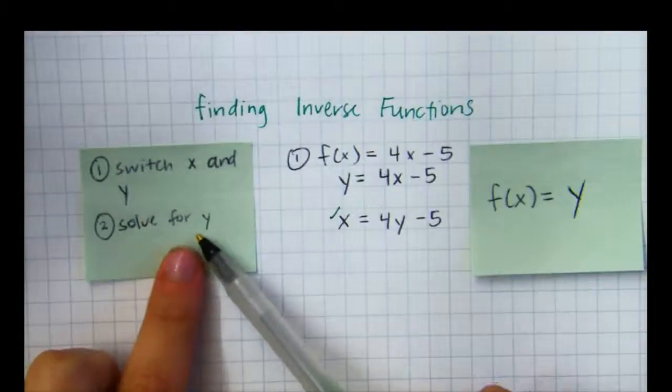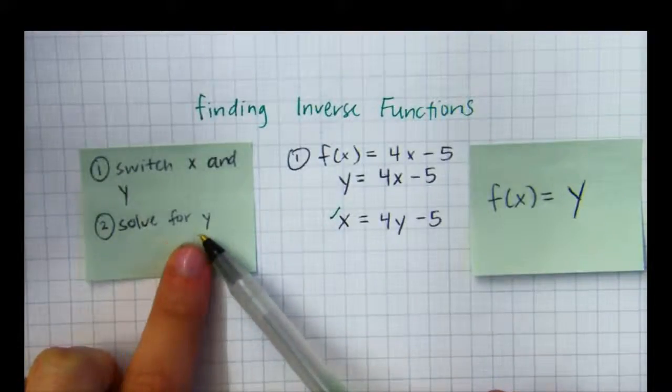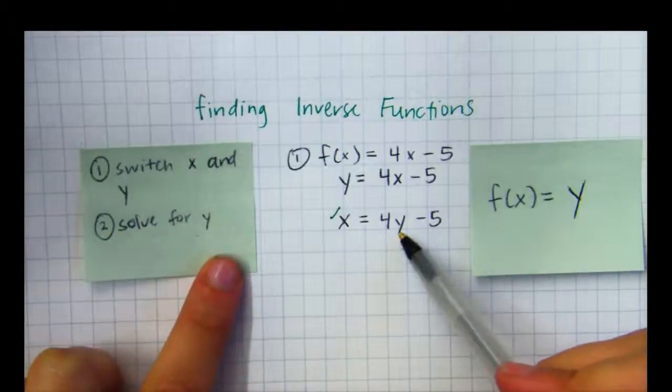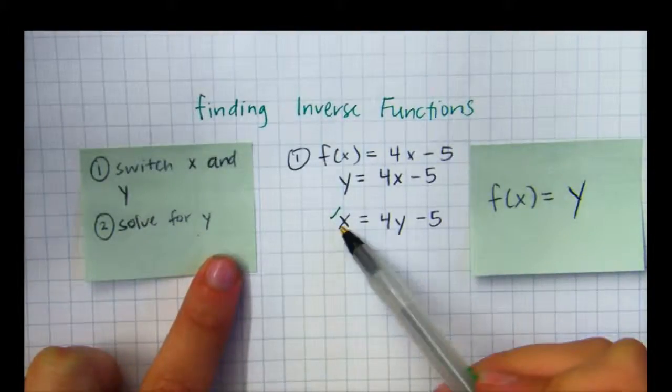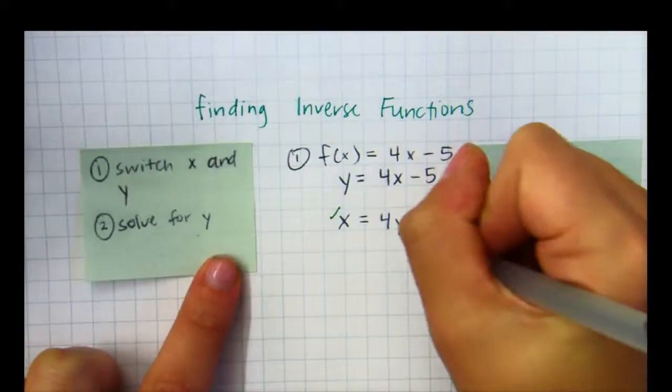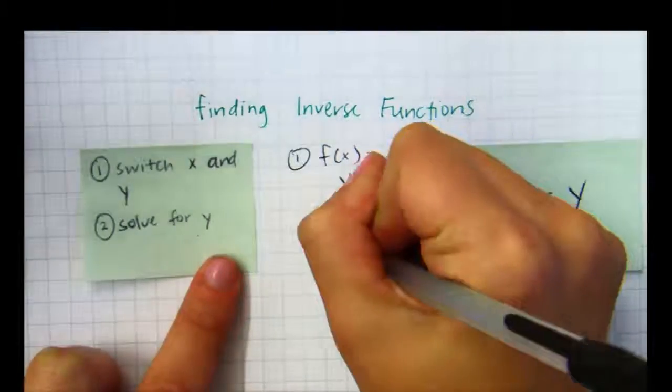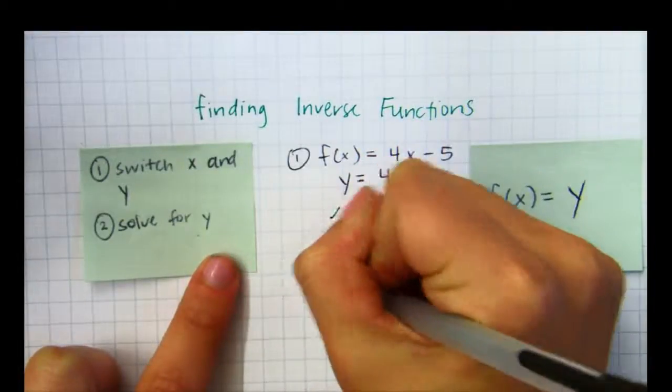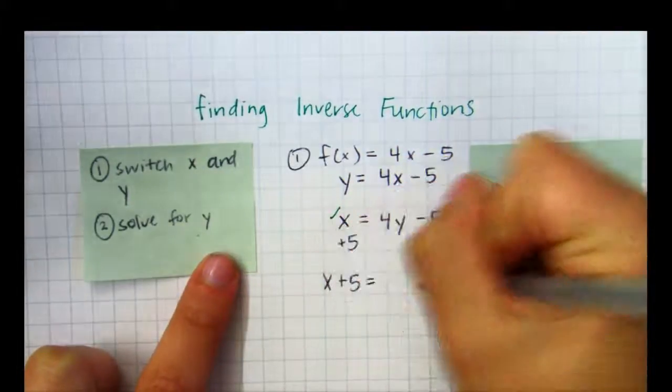Now I've got to move on to step two. So now I'm solving for y. I want to get y by itself. And x doesn't have to be by itself like it is now. I just need y to be on its own. So to do that, I'm going to simply add 5 to both sides. So I'll get x plus 5 is equal to 4y.